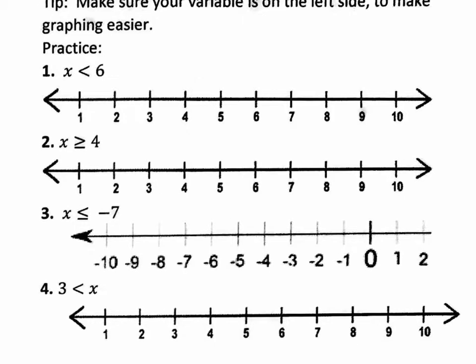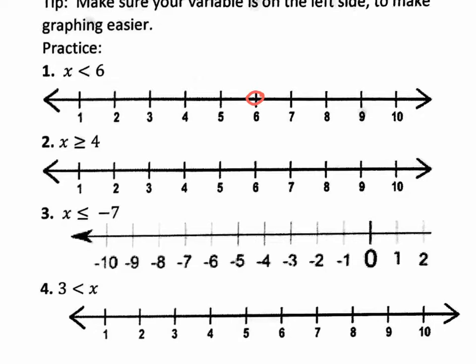Number 1, it says x is less than 6. It's going to be an open dot at 6 because it does not have a solid line underneath it. Like this one is going to be a solid dot. This one's going to be a solid dot. This one's going to be an open dot. When it has a solid line underneath it, it's going to be a solid dot. When it does not have the solid line underneath it, it's going to be an open dot. So we already know that it's an open dot.